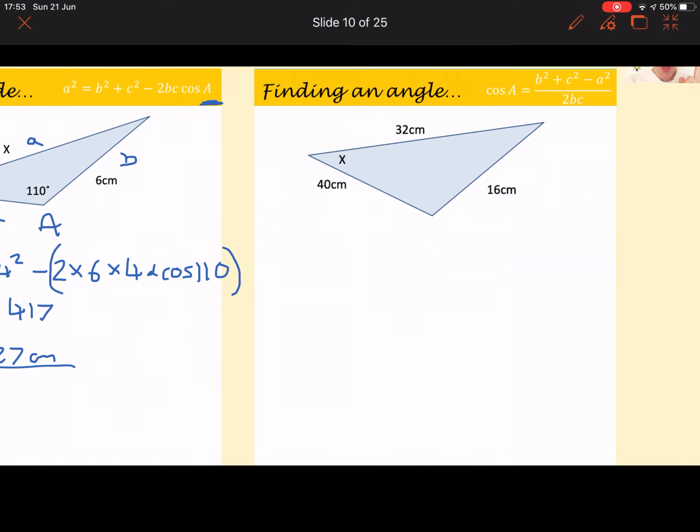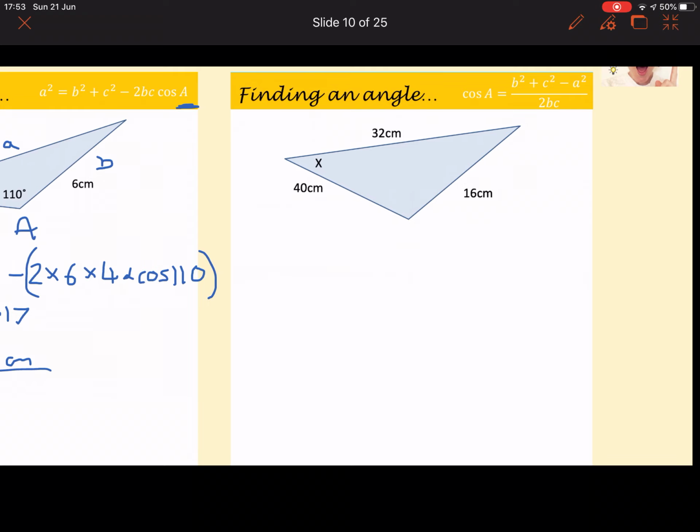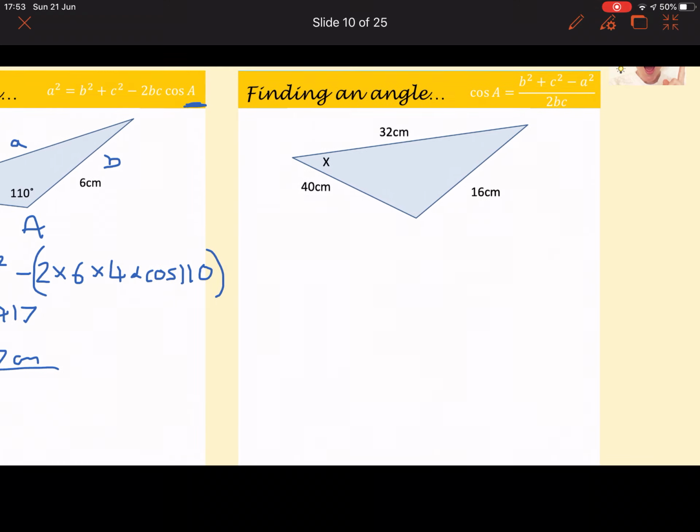Now, trying to find an angle, I'm going to do this one slightly differently. At the top there, you can see I've written the formula for finding the angle. Cos A equals b squared plus c squared minus a squared over 2bc. You can just plug it all into that, and then remember to do inverse cos at the end, because that will give you cos A. You need to find A.